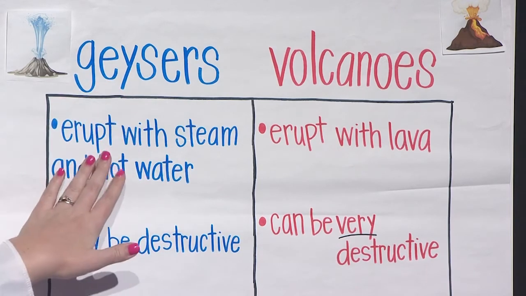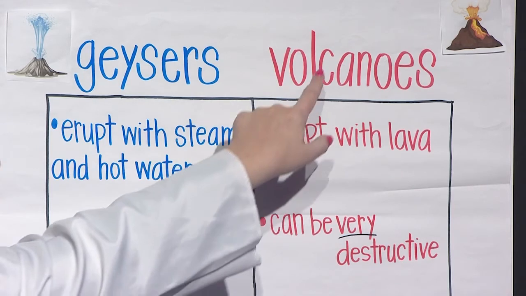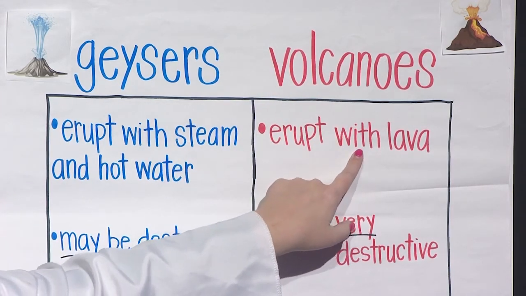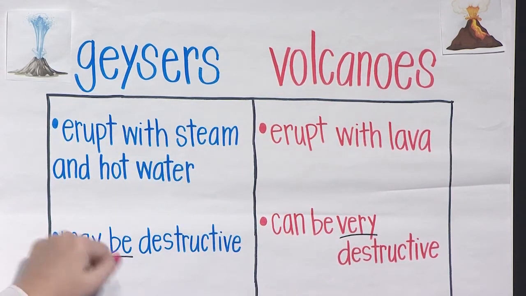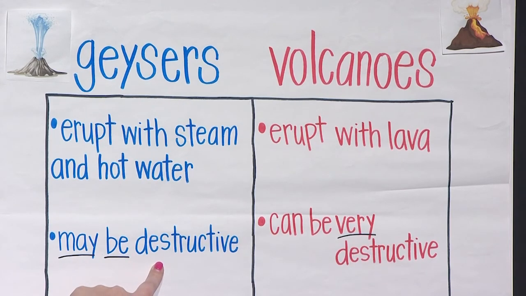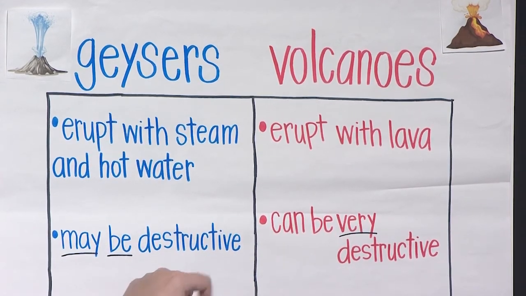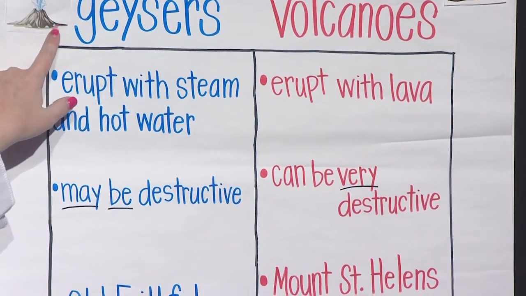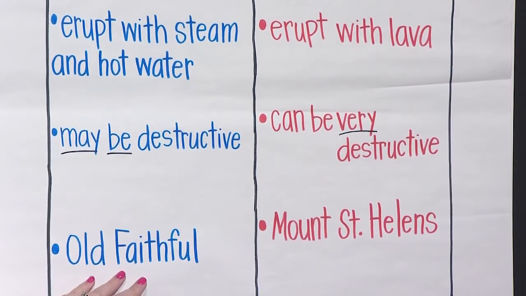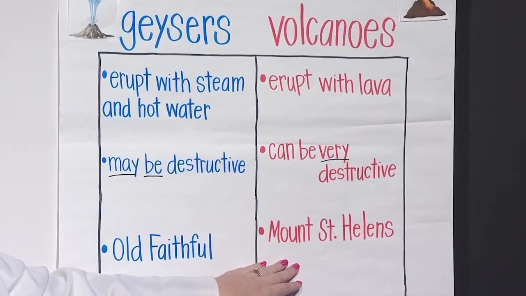Here we see that geysers erupt with steam and hot water, while volcanoes erupt with lava. That is very, very different. Geysers may be destructive. That's why you can watch some of them. You can get up to a certain distance and watch them. However, volcanoes can be very destructive. So there's a big difference there. A famous geyser that we talked about in the read aloud is Old Faithful, while a famous volcano we talked about is Mount St. Helens.